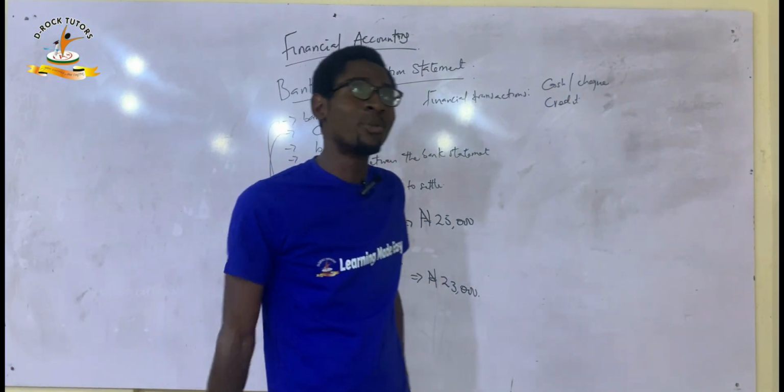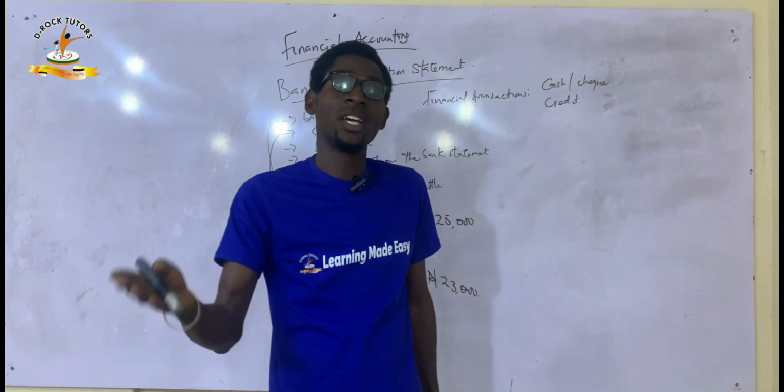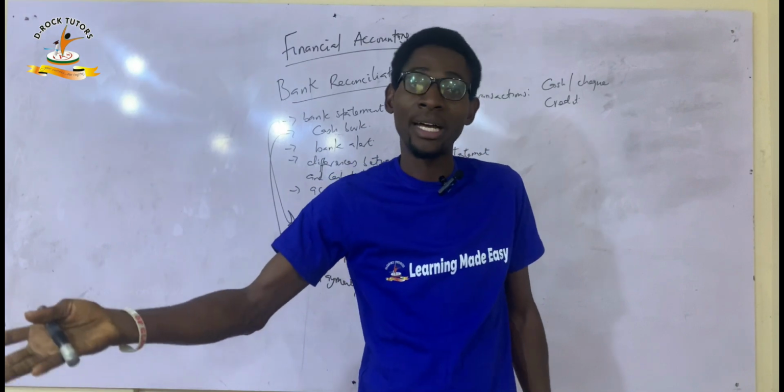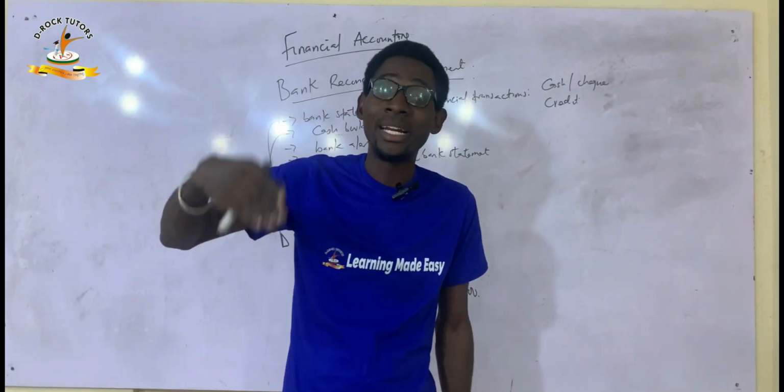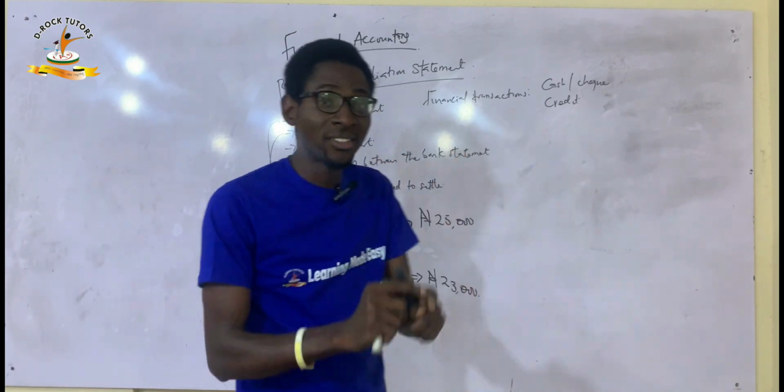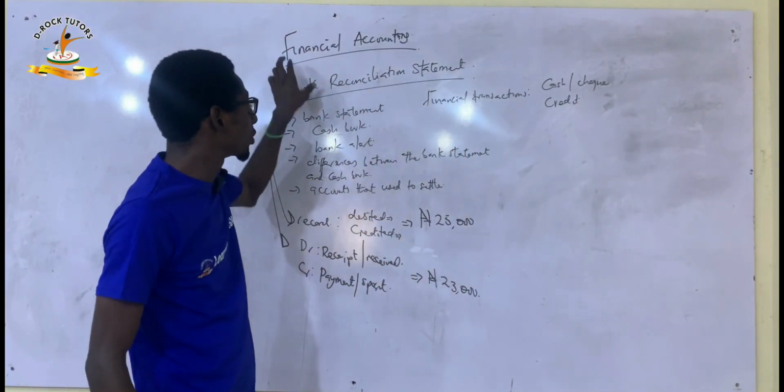Okay, something happened to me one time. I went to the bank to order for the ATM, and they deducted an amount of money in my account, but that deduction had not yet reflected in my bank account. So something like that is what we call the discrepancies.